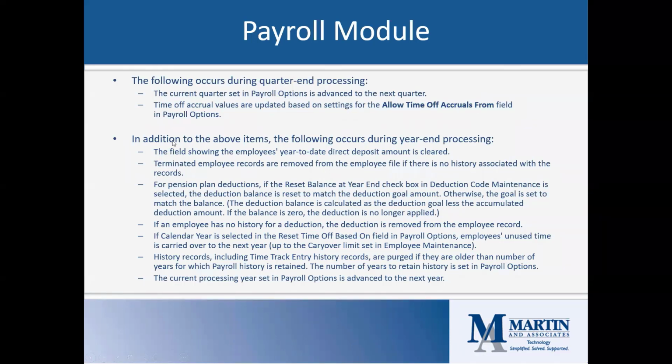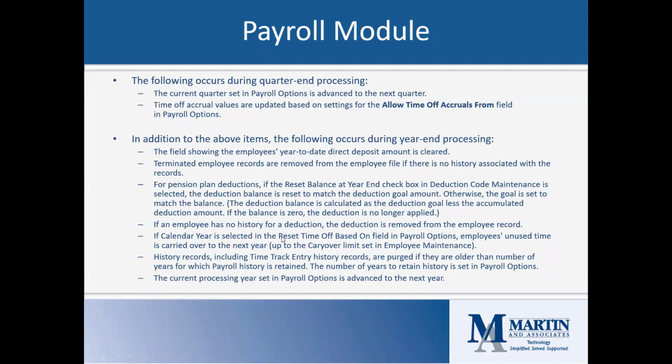Okay, when you're doing a year-end close, in addition to doing these two things, it'll also do these items right here. The field showing the employee's year-to-date direct deposit amount is cleared. Terminated employees are removed from the employee file if there's no history associated with their records. Pension plan deductions, if you have the reset balance at year-end checkbox set, it resets those out in deductions. If an employee has no history for a deduction, the deduction is removed from the employee record.